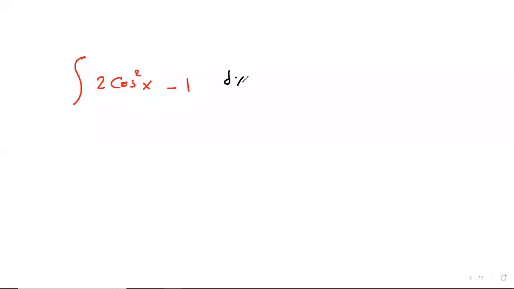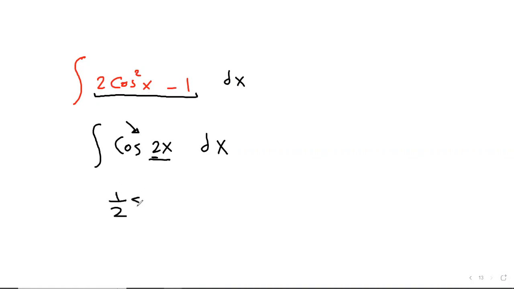Find the integration of 2 cosine squared x minus 1. So 2 cosine squared x minus 1 is cosine 2x, so we integrate cosine 2x with respect to x. The integration of cosine is sine. So it's sine 2x divided by the coefficient of x. So it will be half sine 2x plus c.